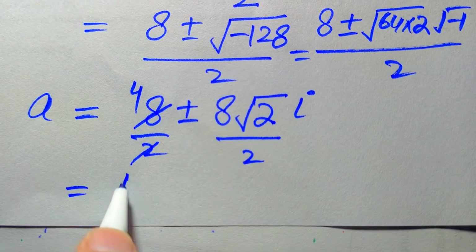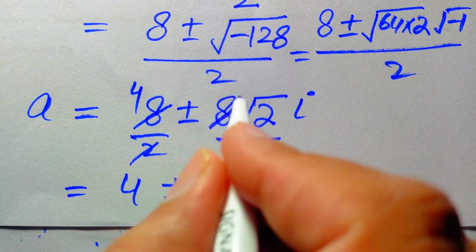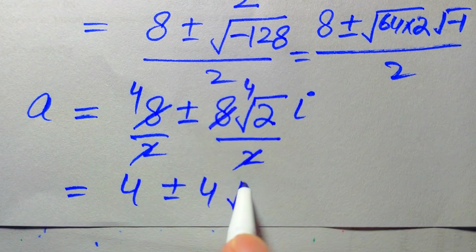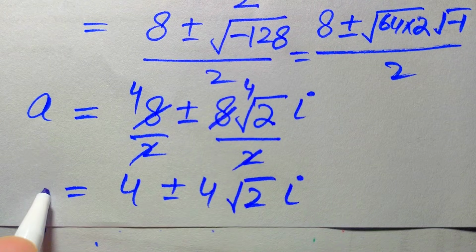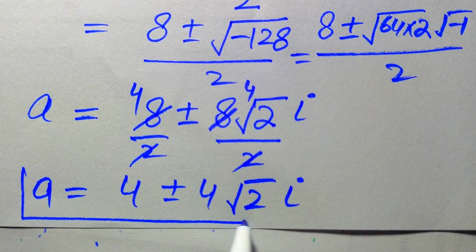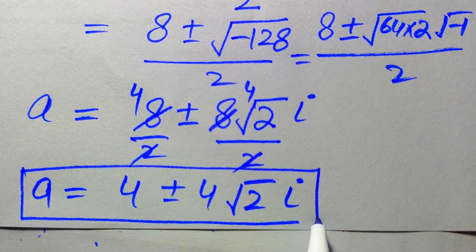From here we get 4 plus minus, this is also 2 times 4 becomes 8, and we get 4 times square root of 2 into iota. These are the two complex roots of the given equation.